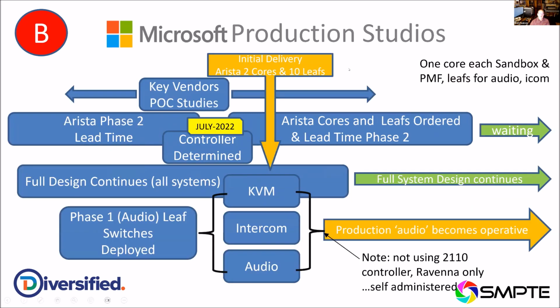This is the next page of it. Here's some more key vendors. POC studies continued because they hadn't made up their minds yet. They hadn't decided on production switches or cameras and so forth. Some of the phase 2 lead times for the Arista: when the controller was determined, the Arista cores and leafs were ordered, and the lead time for phase 2 was architected, and then there was a lot of waiting. Full design continued on all the systems. The leaf switches were deployed, the KVM, the intercom, and the audio were put together, and the production audio becomes operative around this time frame.